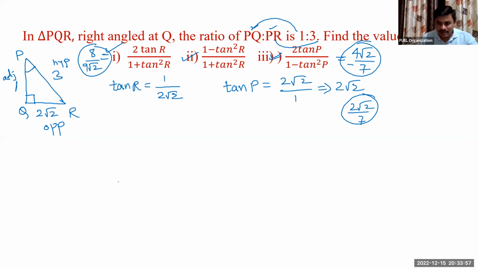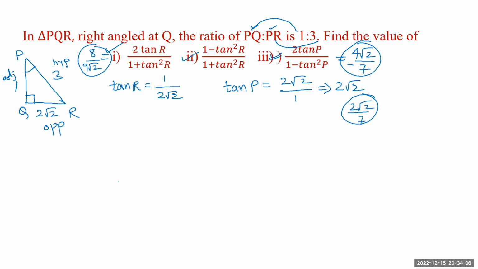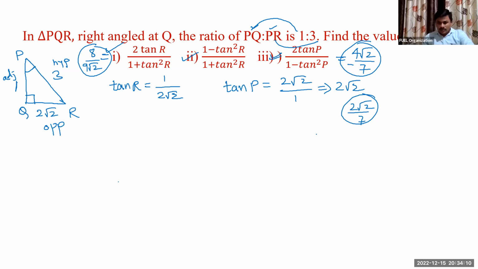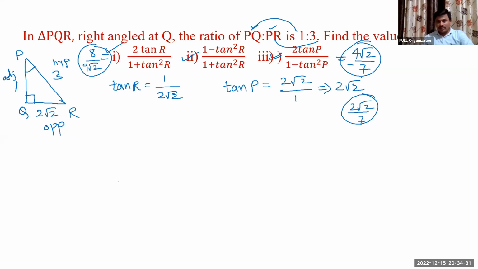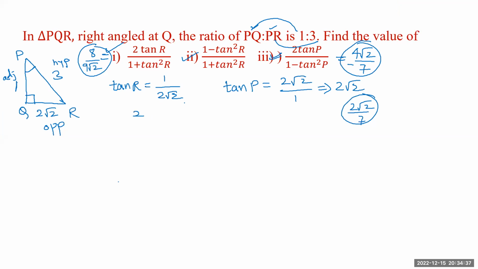Any other answer? Suryansh, no? This 2 root 2 by 7? No, sir. Okay. Suryansh, what is your answer? Yes, sir. What answer did you get? 4 root 2 by minus 7. Okay. We will see. We will solve this last third one also. So given question is 4 root 2 by minus 7. That's the correct one. Okay.